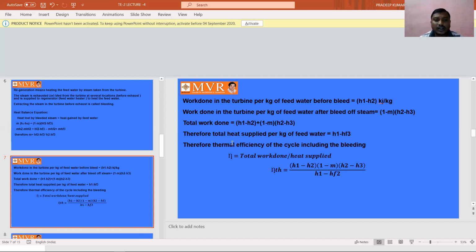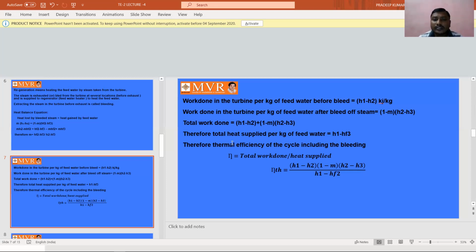Coming to the work done in the turbine per kg of feed water after bleed of steam: before bleed we have H1 minus H2, and after bleed we have (1 minus m) into (H2 minus H3), where the condensation happens from point 2 to 3. We write the difference of enthalpy from point 2 to point 3. Therefore, the total work done is H1 minus H2 plus (1 minus m) into (H2 minus H3).